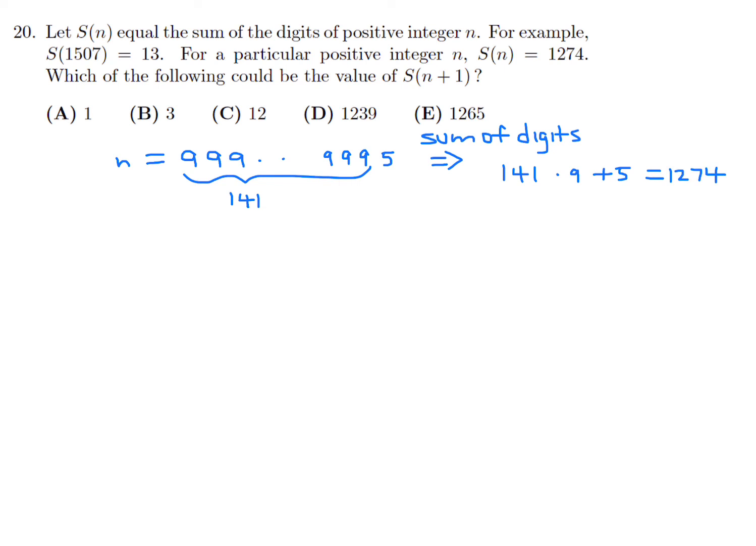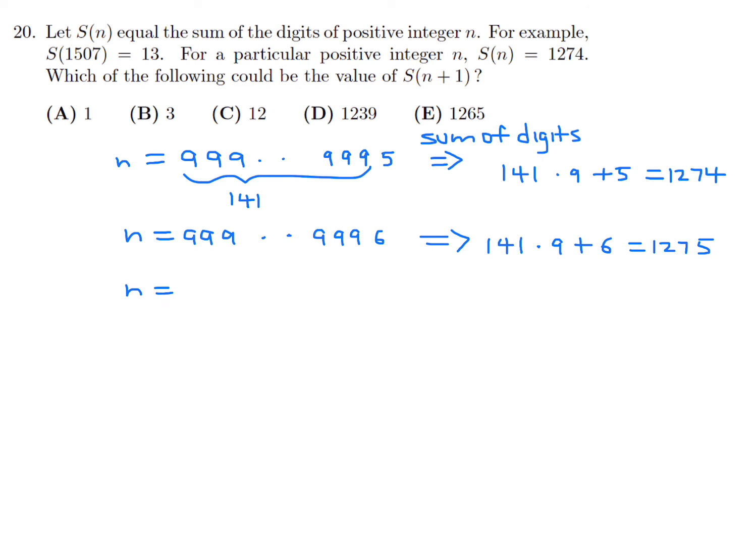So now I want S(n+1). So the obvious is just to add 1 to this number. So instead of the 5, it would be a 6. And therefore the sum of the digits would be 141 times 9 plus 6, which is 1275. And this is the most obvious one. And as you can clearly see, it's not one of the answer choices, 1275. Okay, so we got to just keep experimenting here.